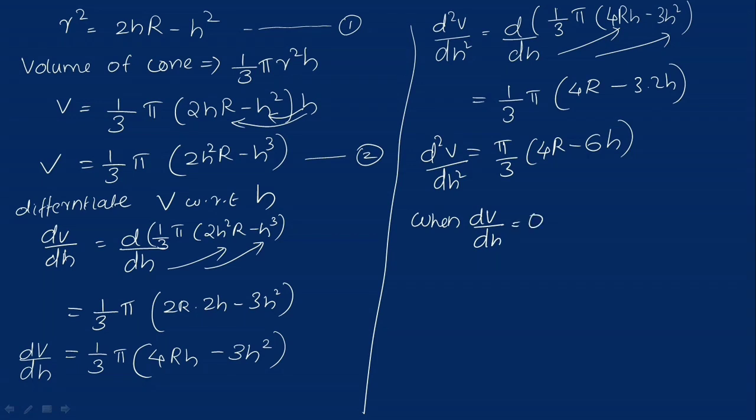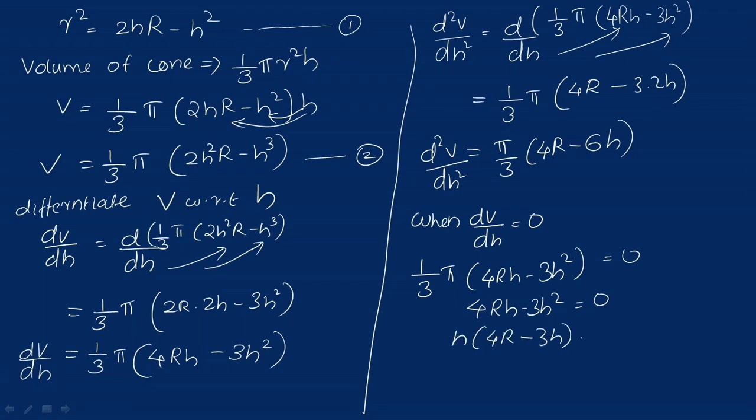When dV/dh is equal to 0, we can write (1/3)π(4Rh − 3h²) = 0, or 4Rh − 3h² = 0, or h is taken outside, so h(4R − 3h) = 0. So h = 0, or 4R − 3h = 0. So from this h = 4R/3. So we have got two values for h, that is 0 and 4R/3.